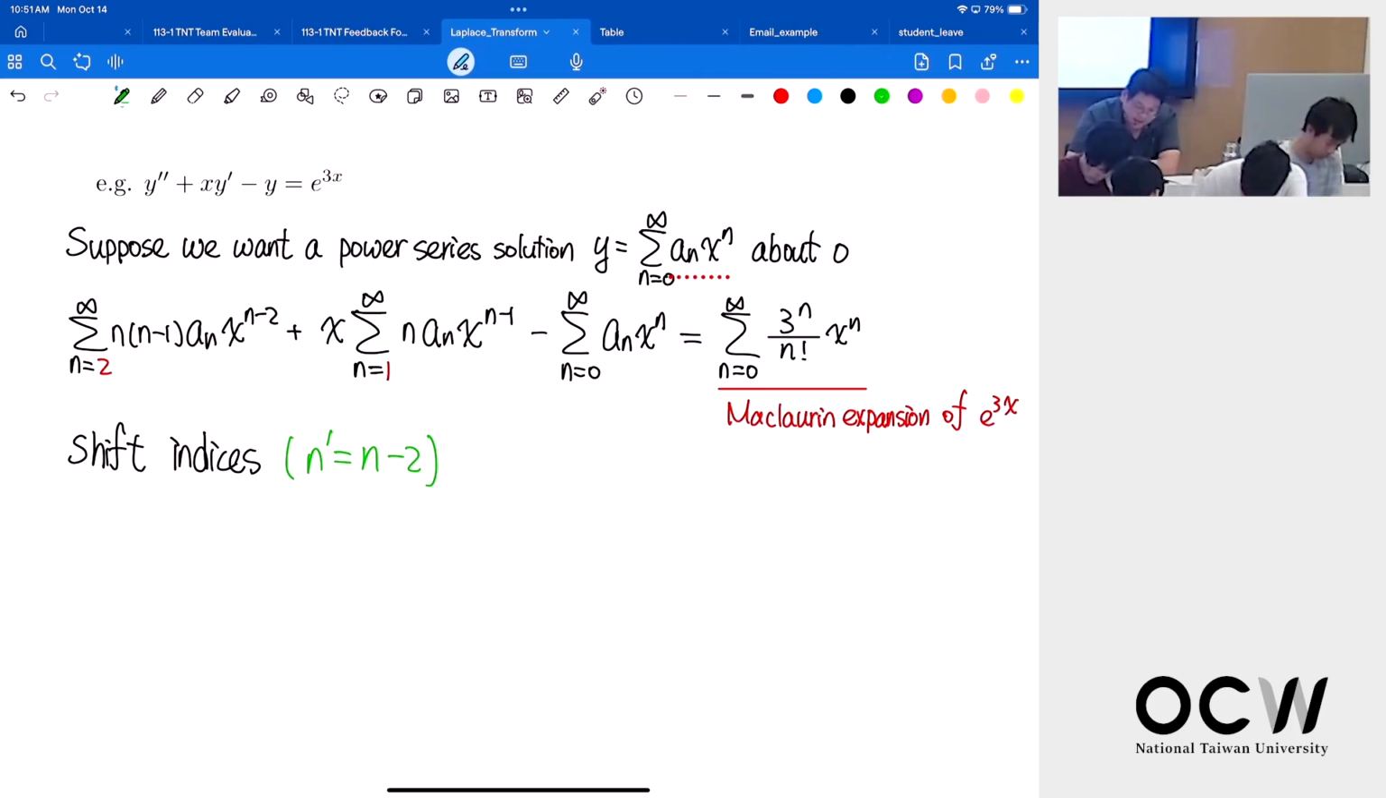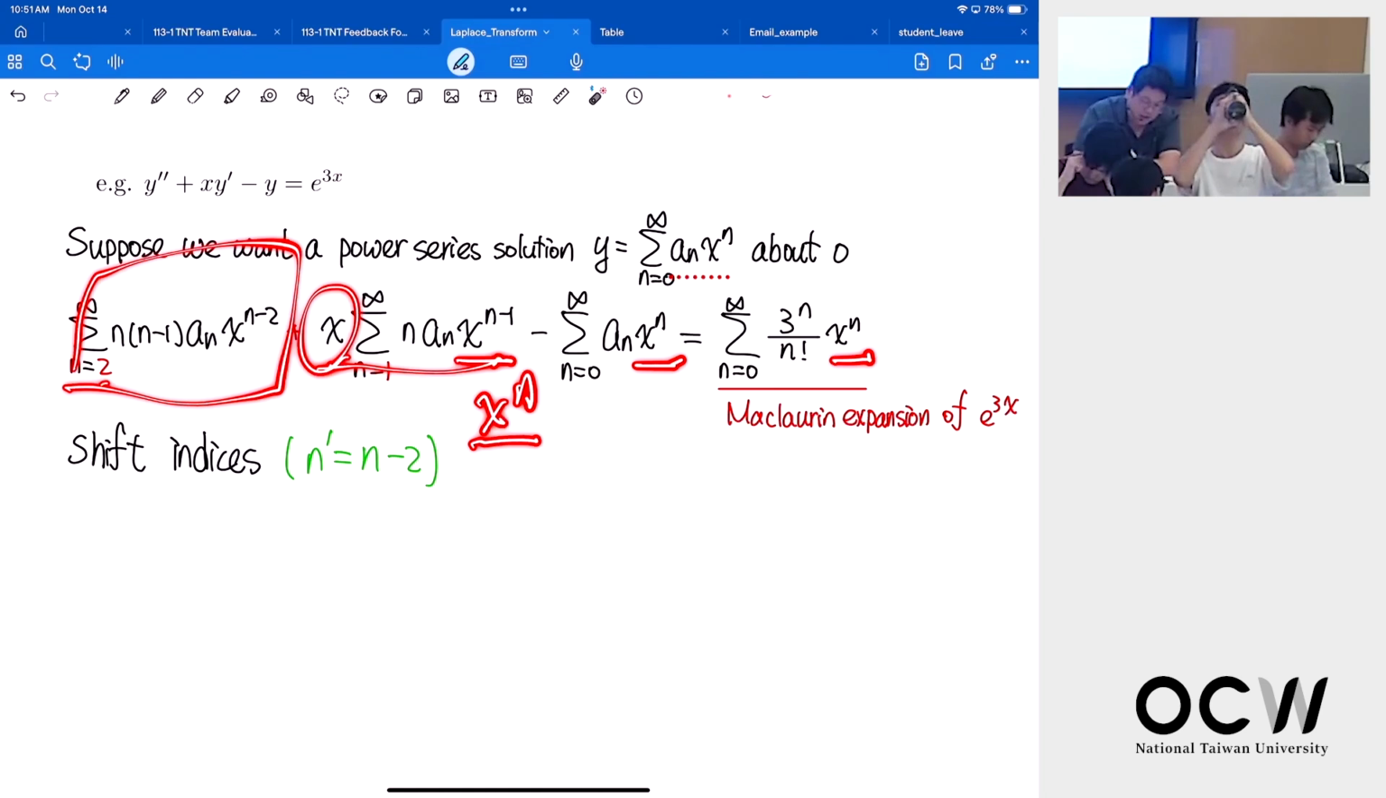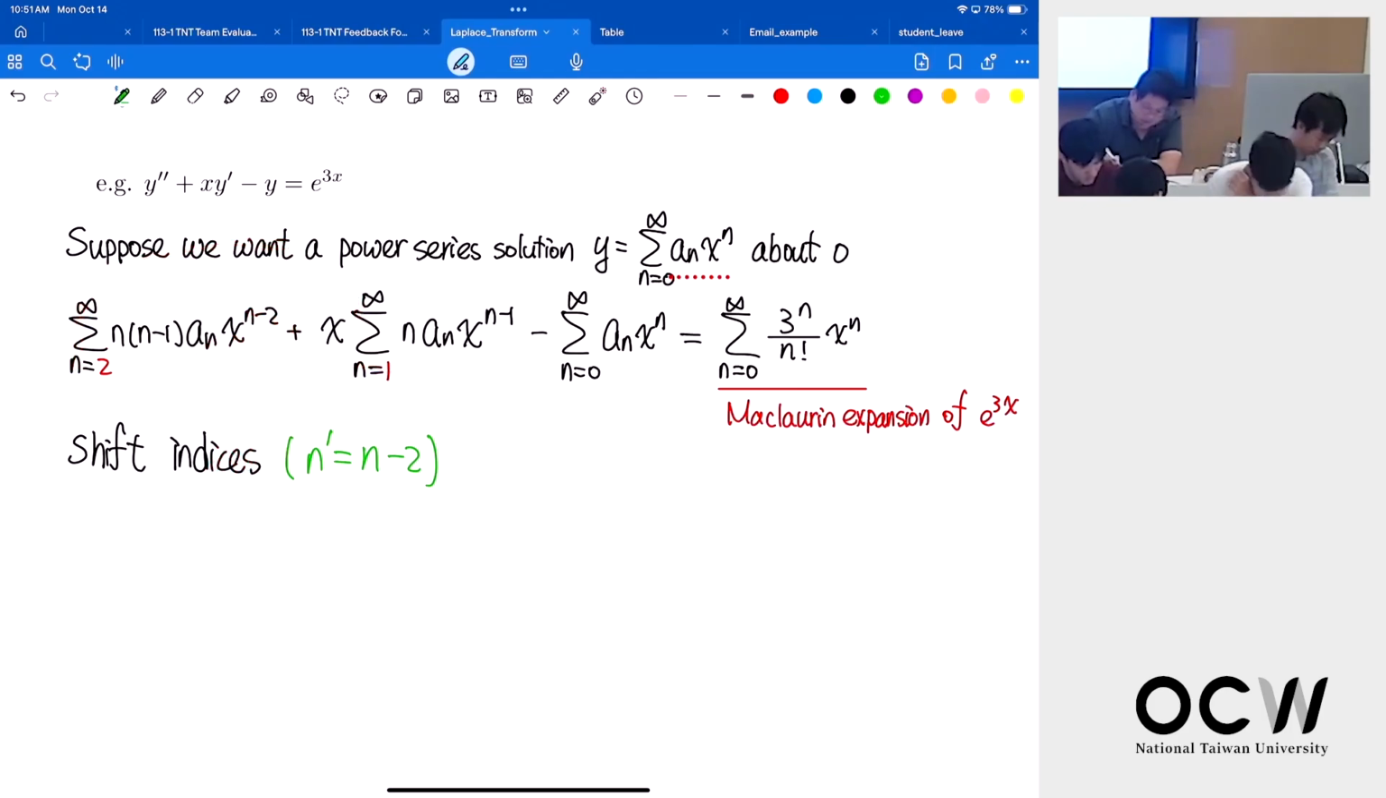Well, the good thing here is that x times x to the n minus 1 is also x to the n, right? I have x to the n, x to the n, x to the n. So I only need to change that x to the n minus 2 becomes x to the n. In that case, your original n is n plus 2. So here your n is n plus 2, and here n plus 1. Your n is from 0 to infinity.